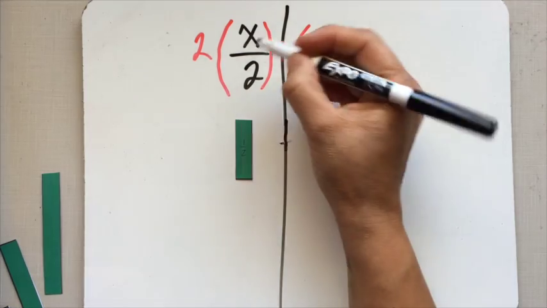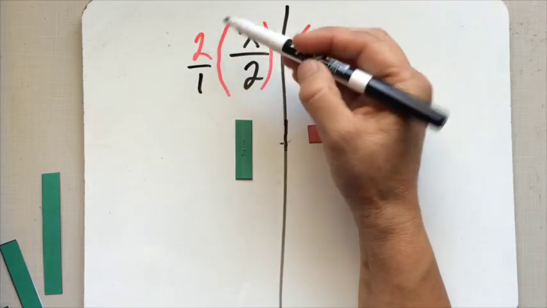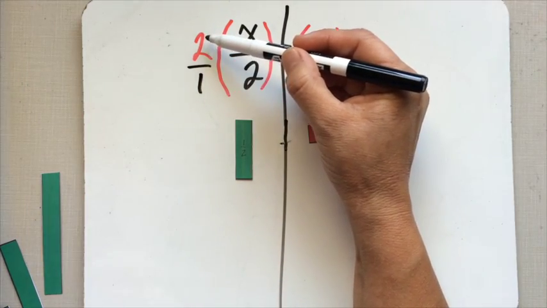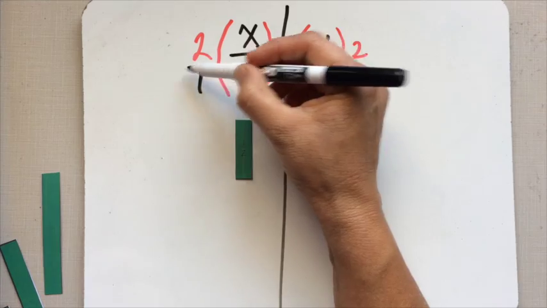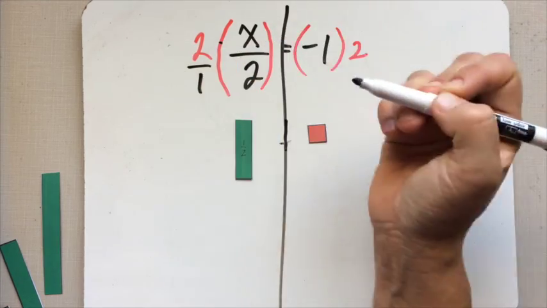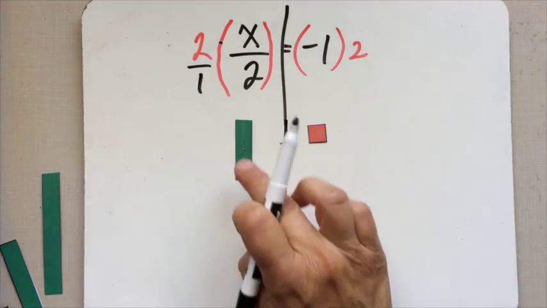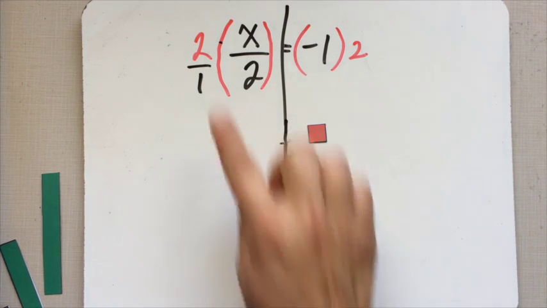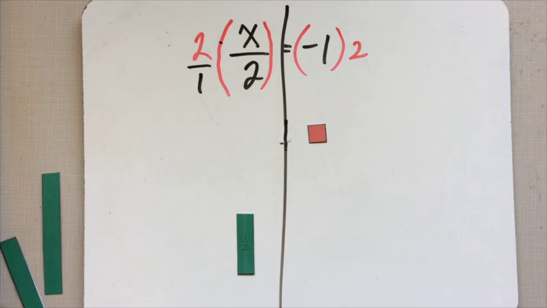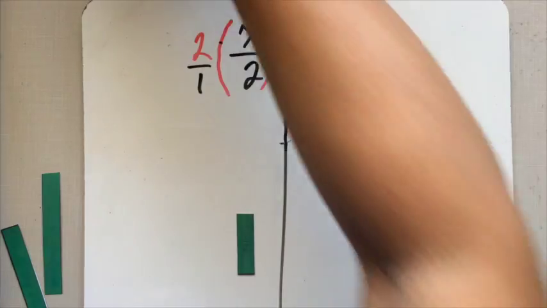When I multiply by 2, remember that you're going to say, well, that's 2 over 1, so that you're multiplying the numerator times the numerator and the denominator times the denominator. And if I have 2 groups of x over 2, that's just 2 halves.